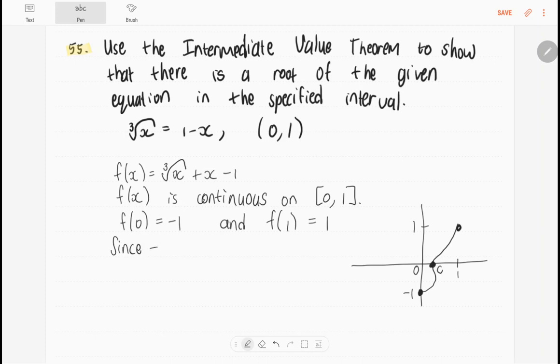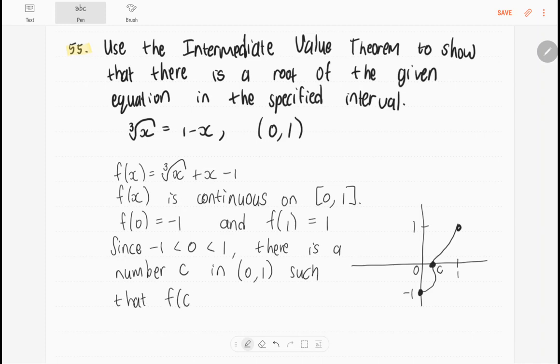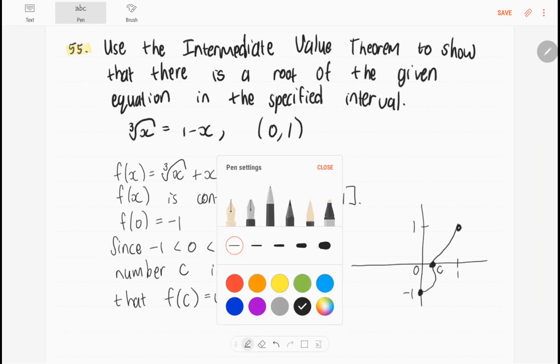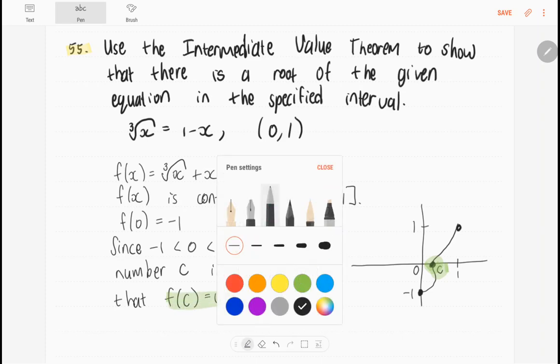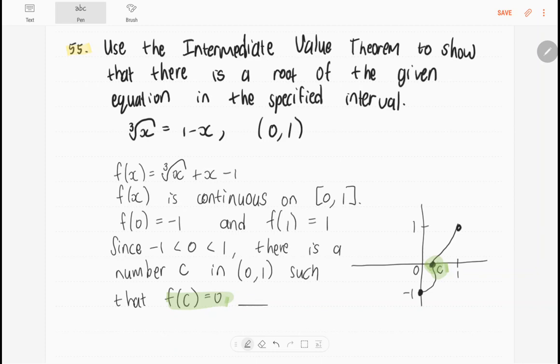Since minus 1 is less than 0 and 0 is less than 1, there is a number c in the interval from 0 to 1 such that f of c equals 0. So the value, at the value c, the function equals 0. And we can say this by the intermediate value theorem.